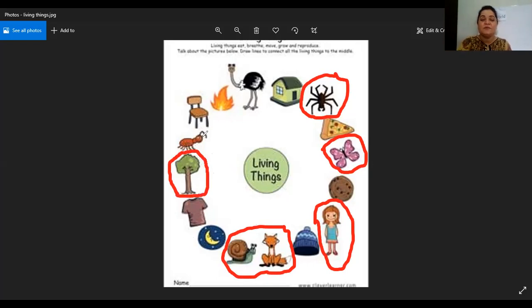Very true. What about the ant? Ant even moves. Yeah, that's also a living thing. Very good. What about the chair? No, chair cannot move. It cannot grow. What about the fire? Okay, that's also a non-living thing. And the ostrich. Yeah, ostrich is a bird, so that is a living thing. Yay, that's great. That is super great.